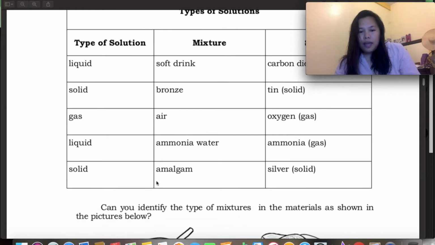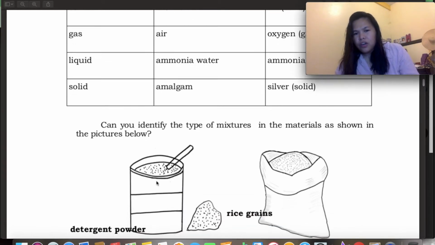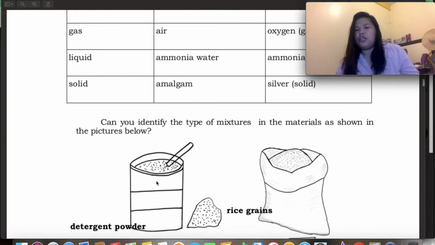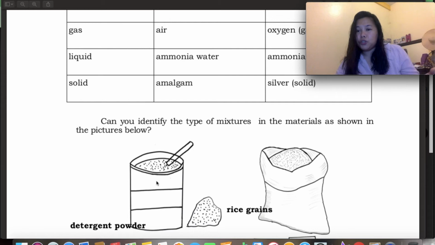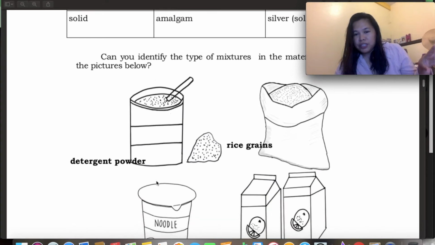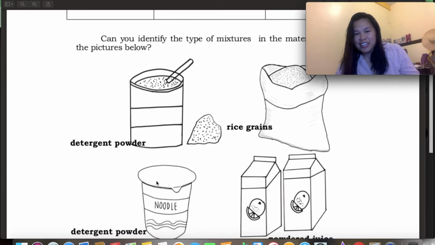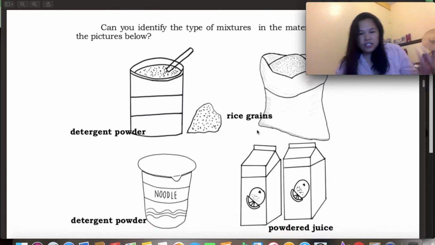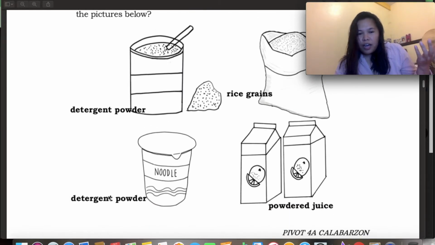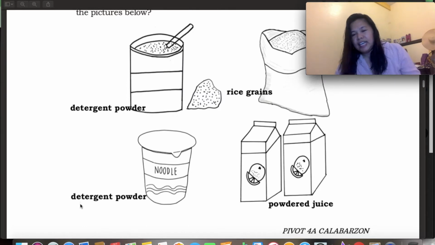Okay, next. Can you identify the type of mixture in the materials shown in the picture below? This is a detergent powder, rice grains, noodles, and powder juice.